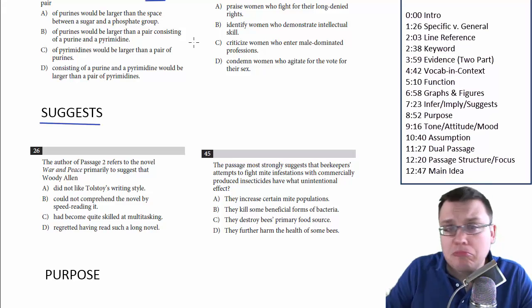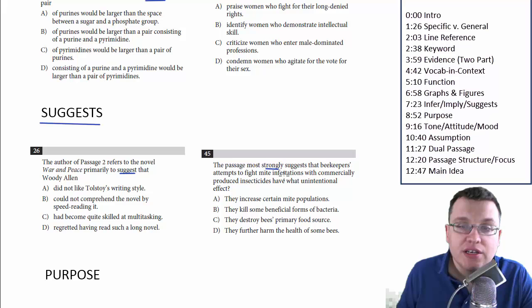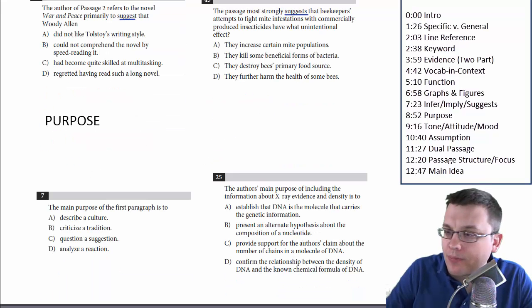Suggest questions are similar. I mean, they're basically imply questions more or less. And the key words here will be, of course, suggest. So the author primarily suggests. The passage most strongly suggests. Those are your keywords to tell you it's a suggest question.